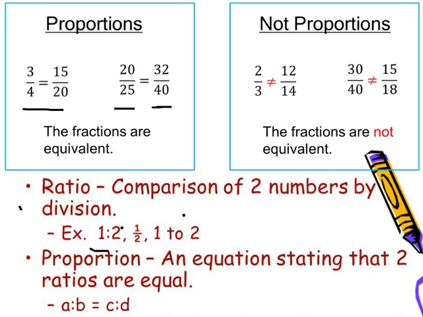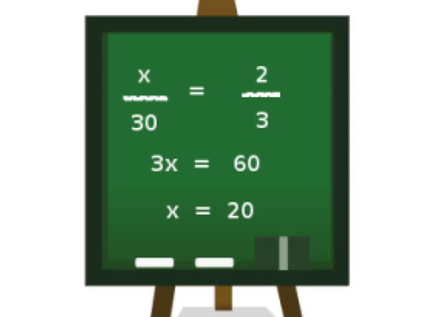Here are a couple of examples that are not equivalent. 2/3 is not equivalent to 12/14. And 30/40 is not equivalent to 15/18. So we can say that these are not proportions. Each one of these individually may be a ratio, but the ratios compared to each other are not equivalent, so they are not proportional.